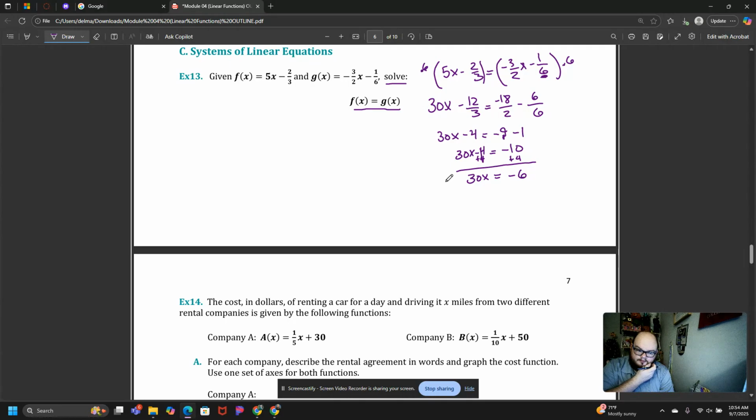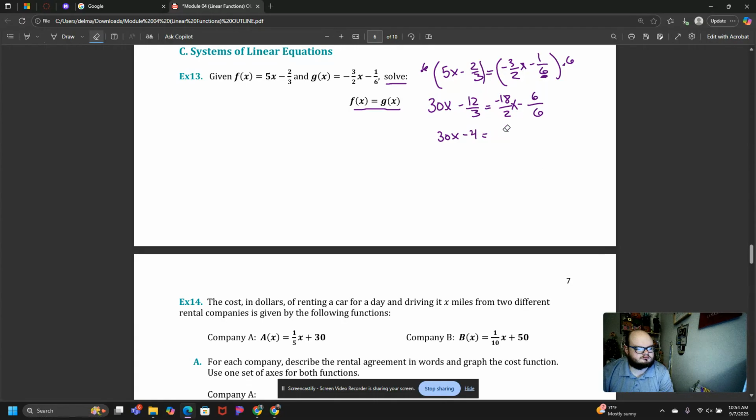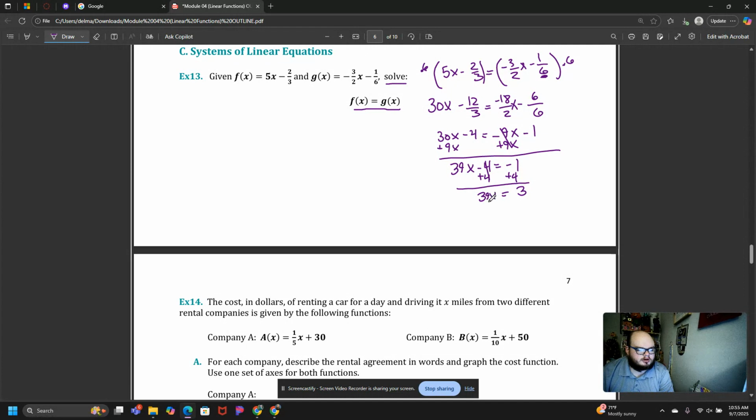I lost something. I lost my x. Sorry about that, I lost my x, so that's negative 9x minus 1. So they cannot combine like I was trying to do. You add the 9. 39x minus 4 is equal to negative 1. Then we add the 4. That's 3 is equal to 39x.